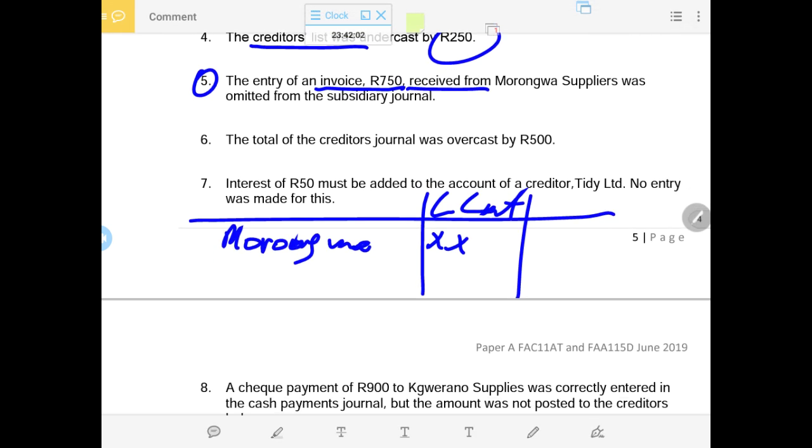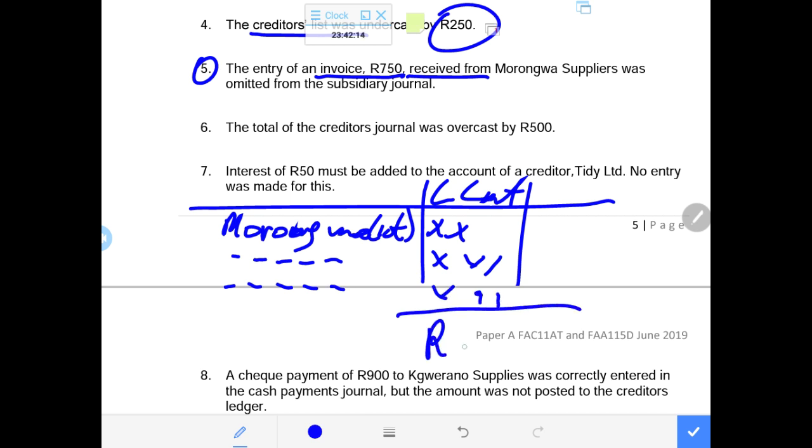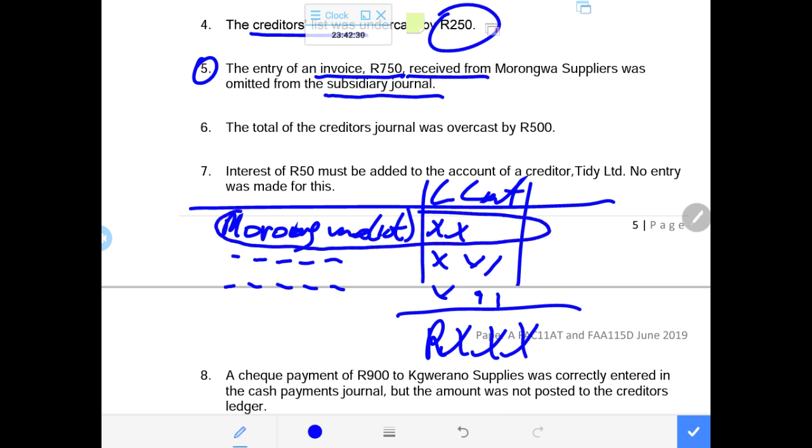Now remember, this is a list of a creditor. Then after we record all the creditors and their amounts, another creditor and their amounts, we'll have a total. This total will go to the creditors control. So in this case, they are telling us that it was omitted in the subsidiary journal when we bought on credit. When it's omitted here, there is no way we can record it in the list of creditors because we don't have it in here.